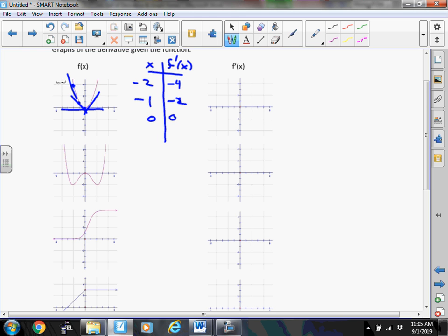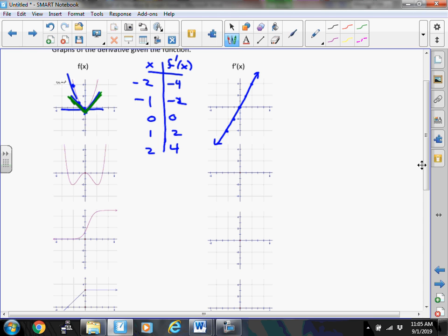Here, you can see the symmetry between the two sides. So if I called that negative 2, this side has to be positive 2. And then same way with the last point at 2, I'm going to use 4. Now, if I plot those points, just like I would anything else, I don't know what it looks like: negative 2, negative 4; negative 1, negative 2; 0, 0; 1, 2; and 2, 4. Connect the dots. And I have the sketch, or the graph, of the derivative.